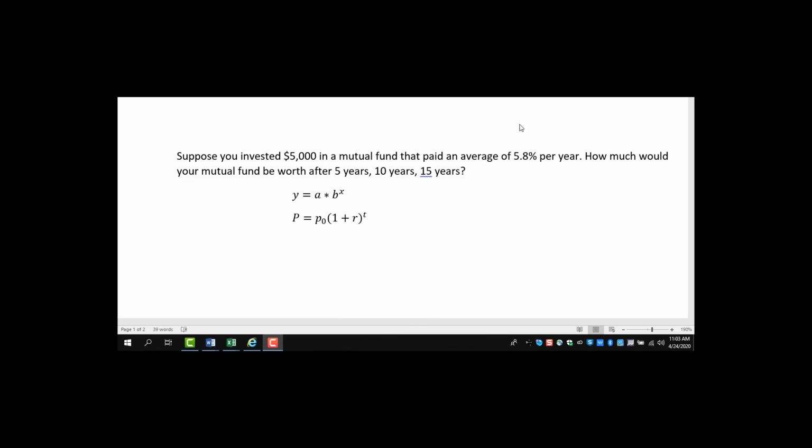Okay, we're going to do a few examples using exponential equations. Now, this exponential equation and this one are the same thing. The only difference is they usually talk about it this way when they're dealing with financial information, but I'm going to show you it's exactly the same thing. This is the output, and this is the output.